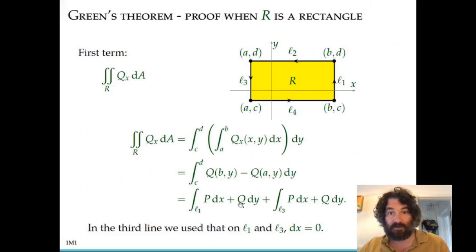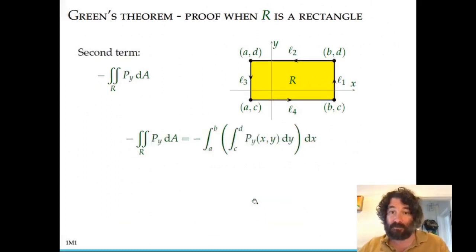And then the Q dy gives us this integral from c to d of Q evaluated at x equals b. And similarly for the integral over L3. The negative sign here comes from the fact that L3 is oriented with y going from d to c. And so we work out what these line integrals are. In fact, they give the previous line. And so this is the first term in the double integral in Green's theorem, in this case when the region is a rectangle.